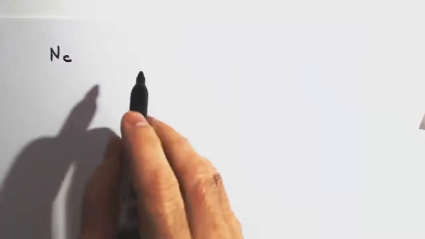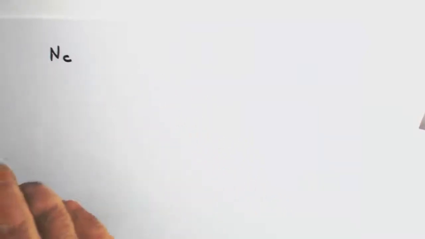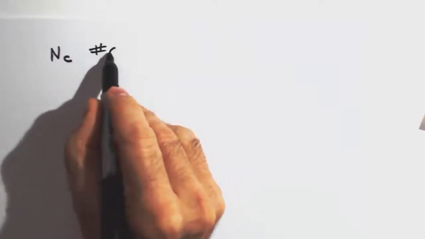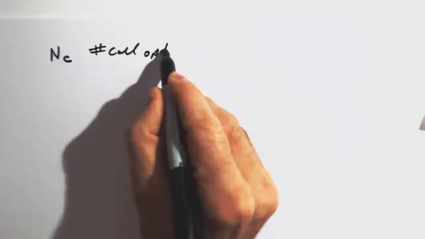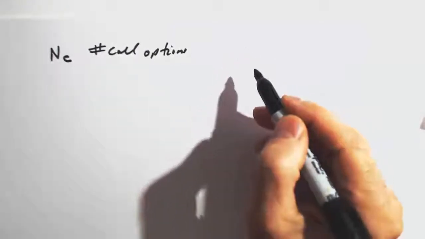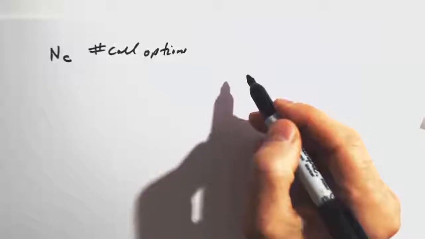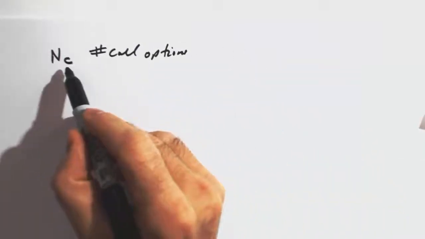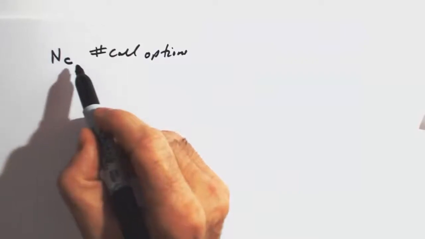Okay. We're going to use NC to represent the number of calls. It's the number of call options in our math here that we're going to use to calculate the payoffs and profits. And so it denotes the number of calls, not the number of contracts. An option contract controls 100 shares. Remember that? We're just using NC here as the number of calls.